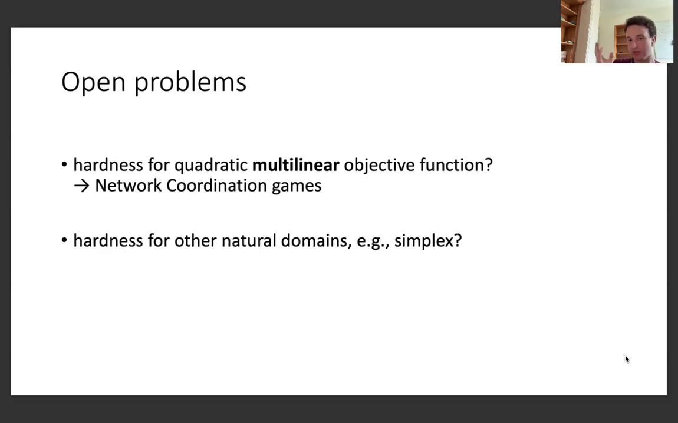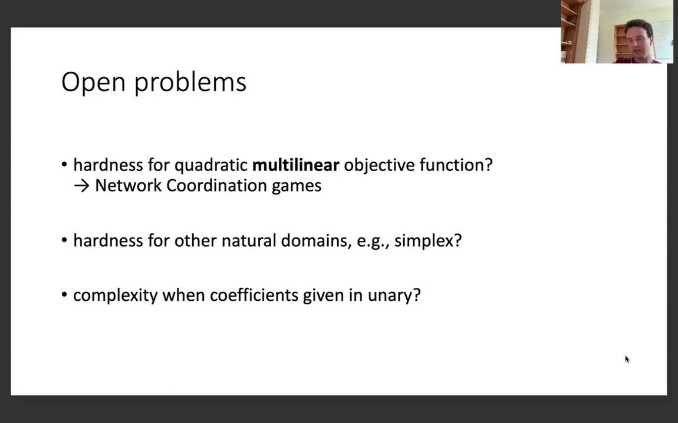Another general direction is to consider other natural domains. For example, what if the domain is the simplex? We don't know of a simple way to extend our result to that setting. And finally, our reduction heavily relies on these decreasing weights with the deltas. And so we don't know what the complexity of the problem is if we restrict the coefficients of our polynomial to be not too large, so to be given in unary. So we don't know whether a positive result is possible or if there's some other way to prove a hardness result. And so that's all I wanted to tell you about.